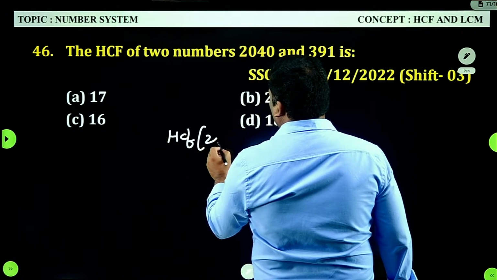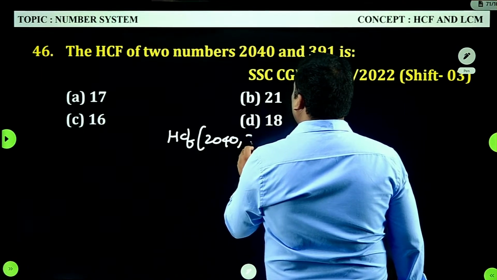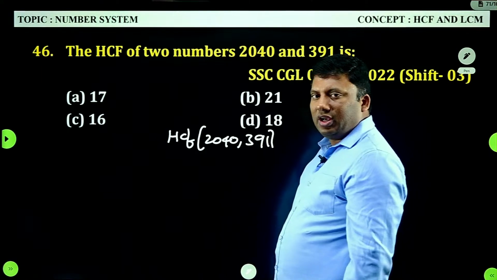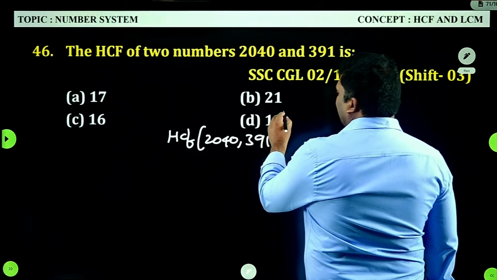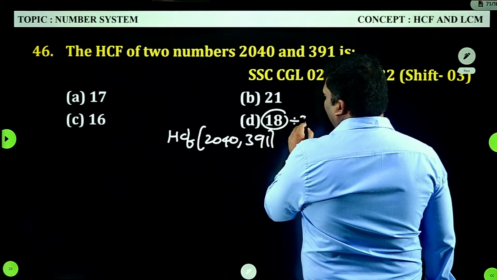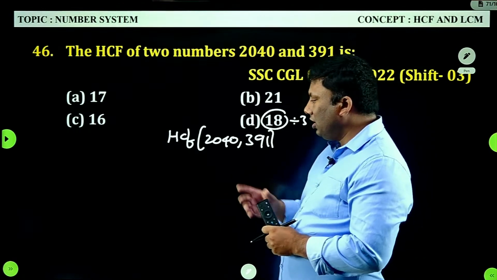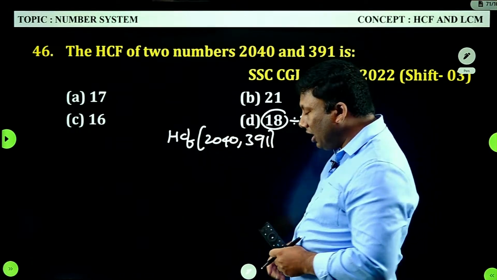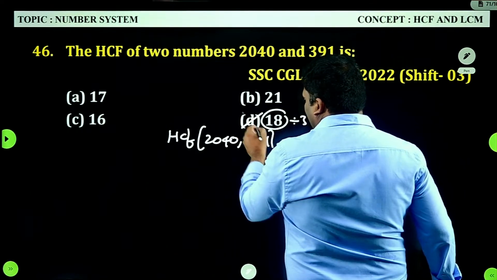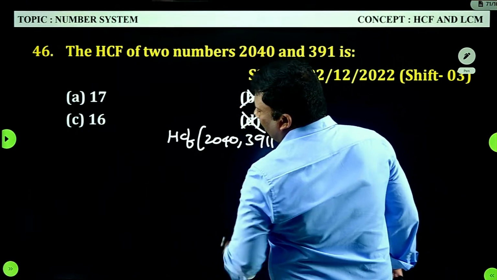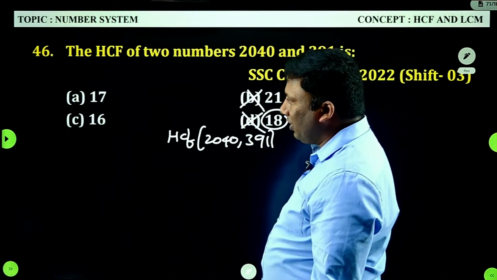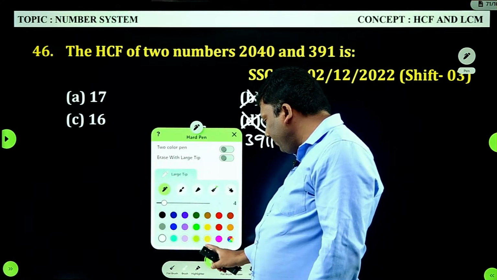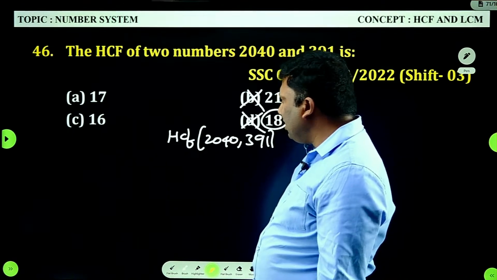HCF of 2040, 391. The answer, if divisible by 3, requires both the numbers to be divisible by 3. 2 plus 4, 6, divisible. 3 plus 9 plus 1, not divisible. The answer cannot be a multiple of 3. First point is clear.